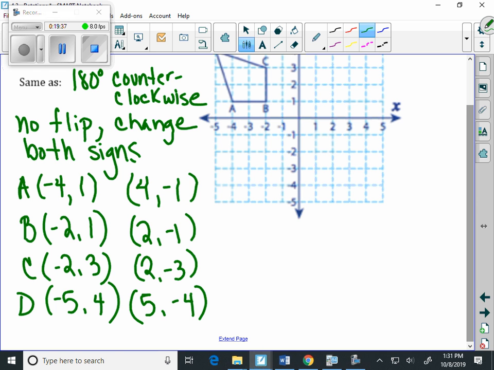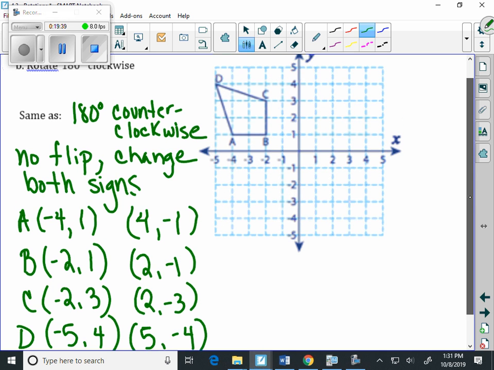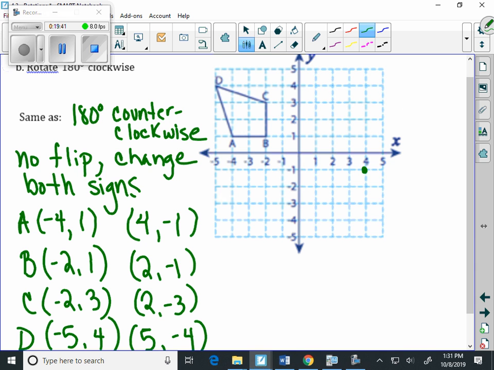And now we can draw the picture. So we come over here. 4, -1 is our new A. 2, -1 is our new B. 2, -3 is our new C. And 5, -4 is our new D. And there we just rotated 180 degrees counterclockwise.